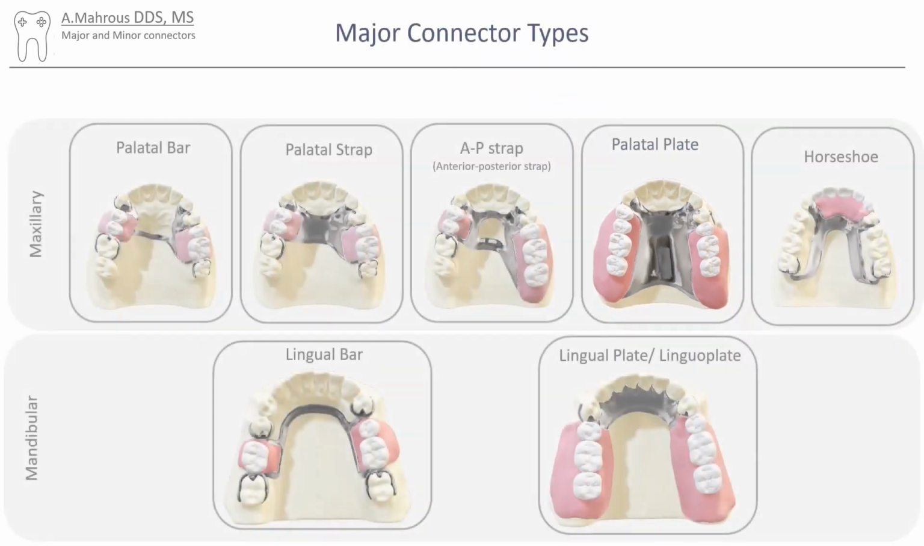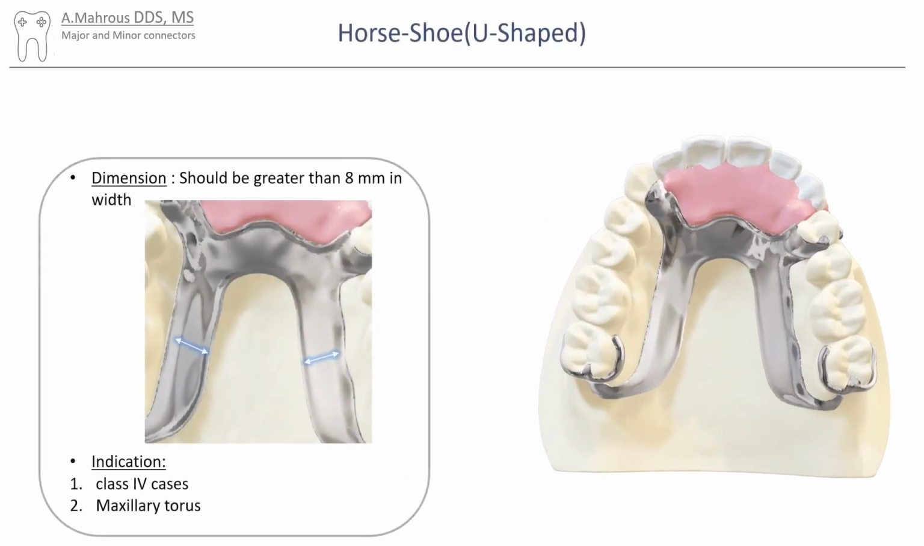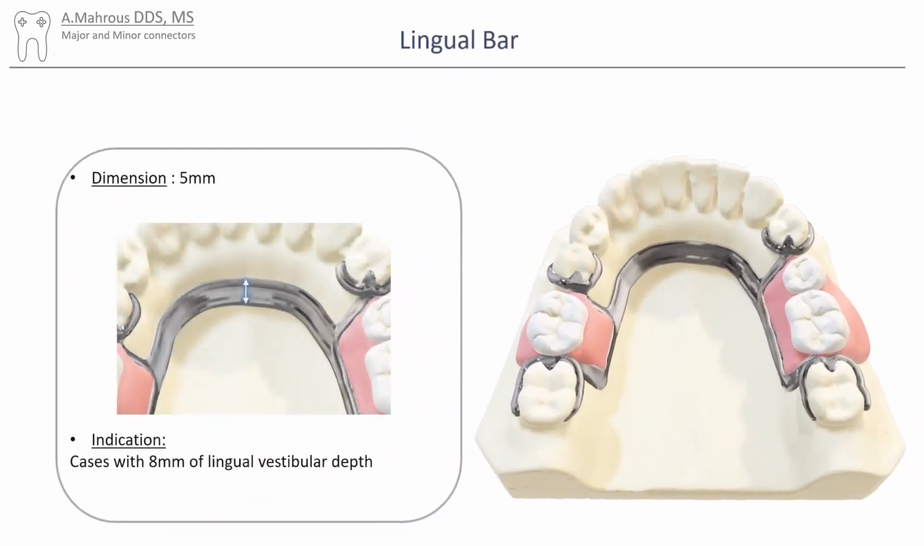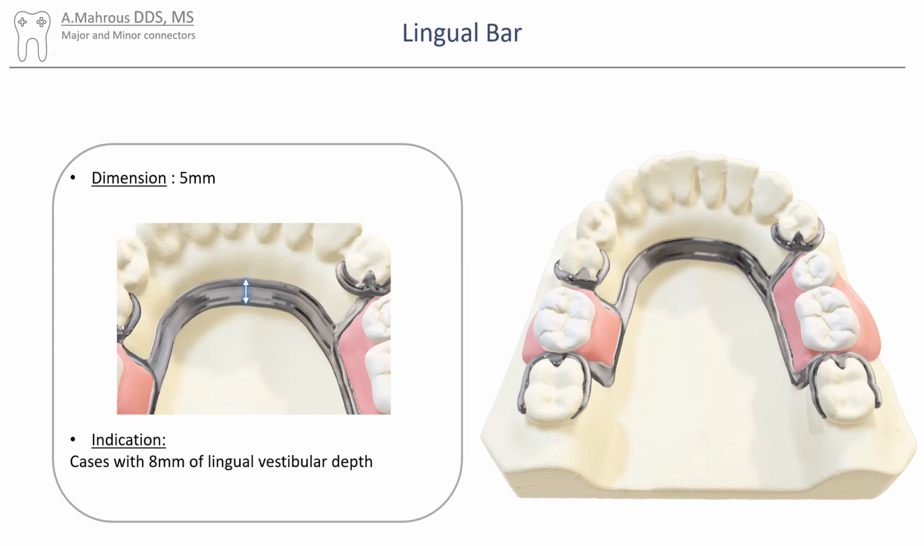Now let's move on to the horseshoe major connector. Horseshoe major connectors should be greater than 8 mm in thickness and are indicated in class 4 cases as well as cases with a pronounced maxillary tuberosity. Now let's move on to the mandibular major connectors, starting with the lingual bar. Lingual bars need to be about 5 mm in thickness for adequate strength, and are indicated in cases with about 8 mm of vestibular depth.